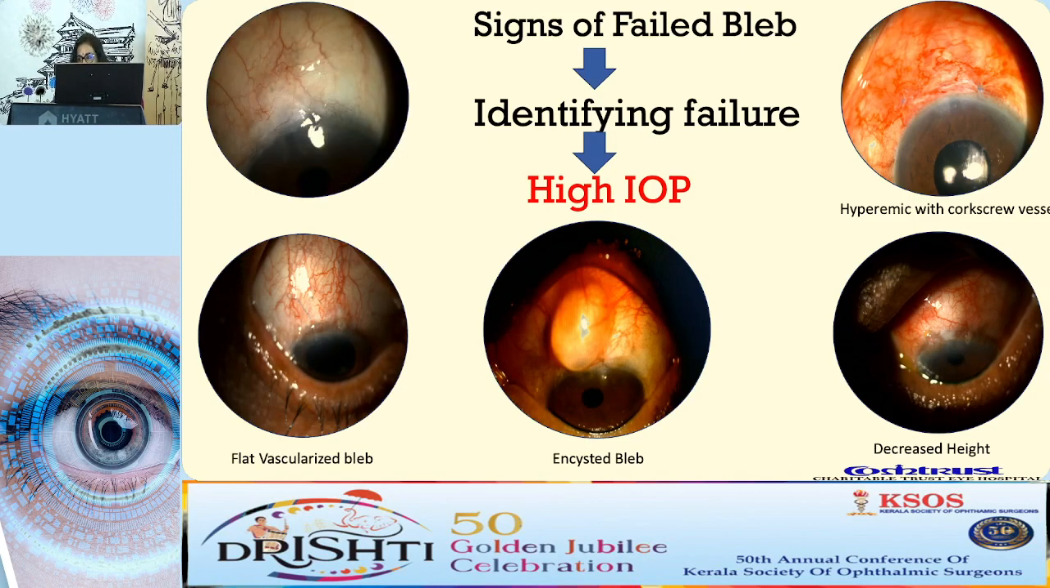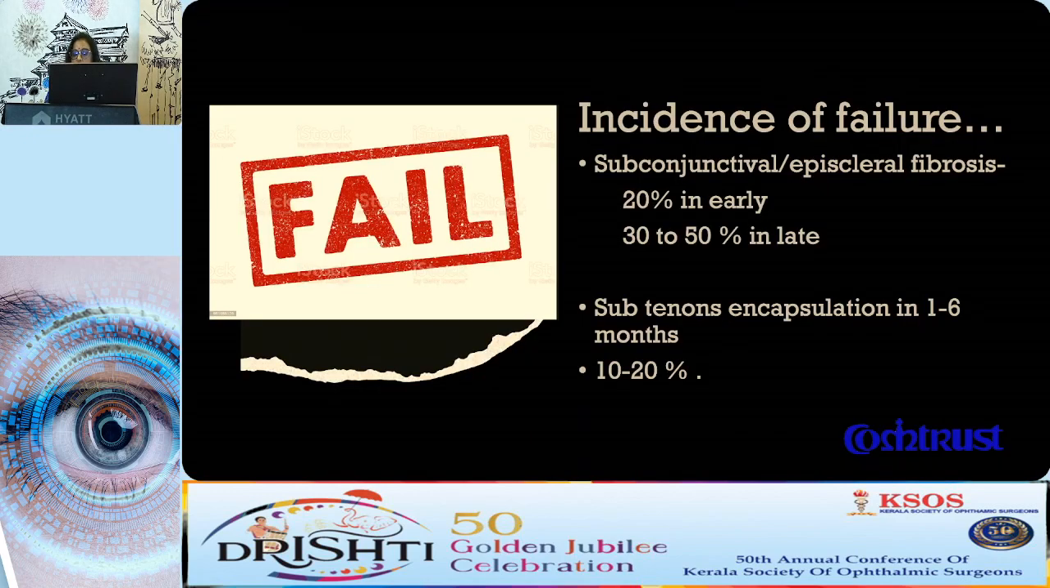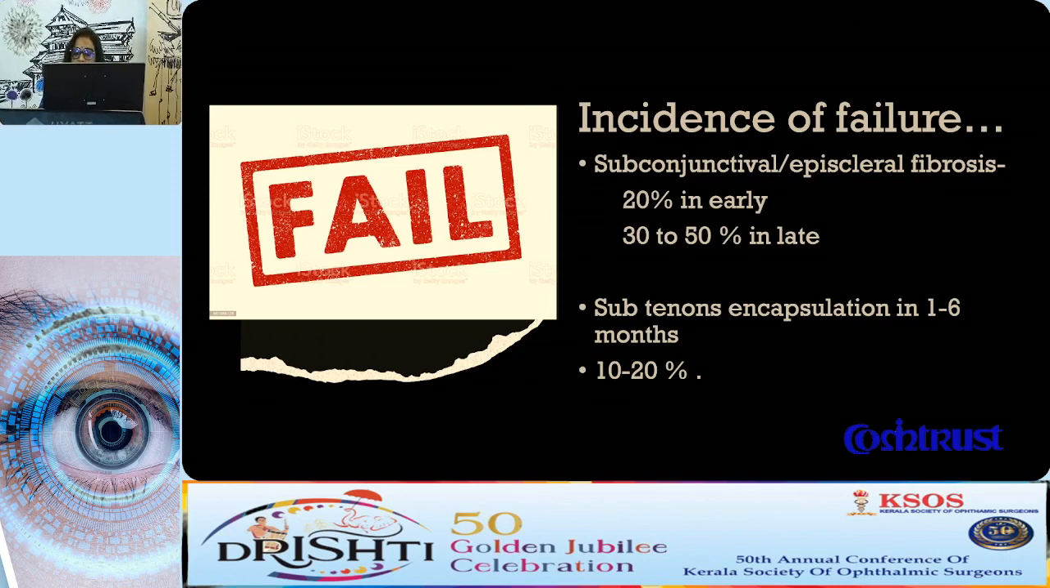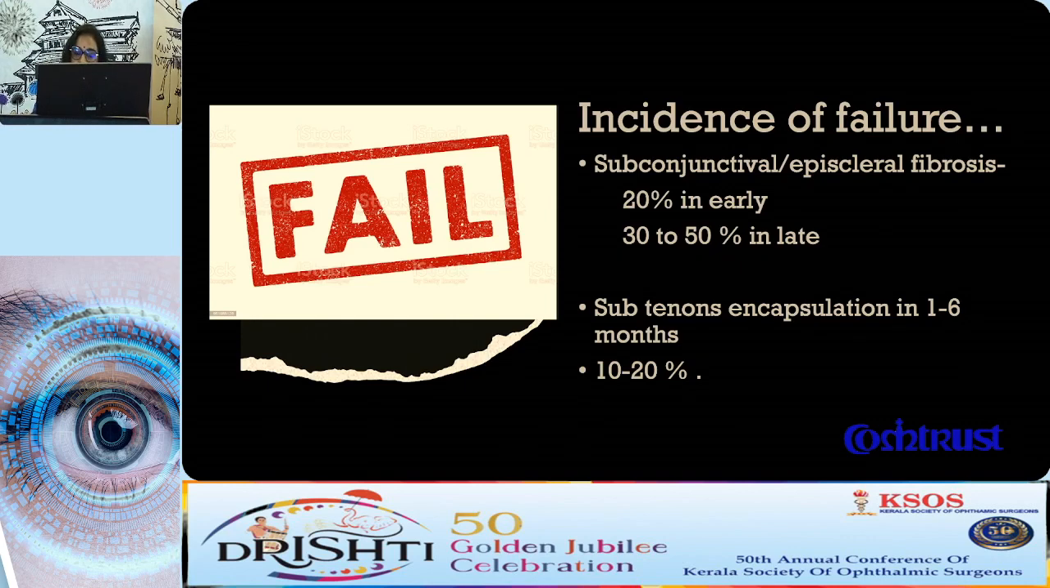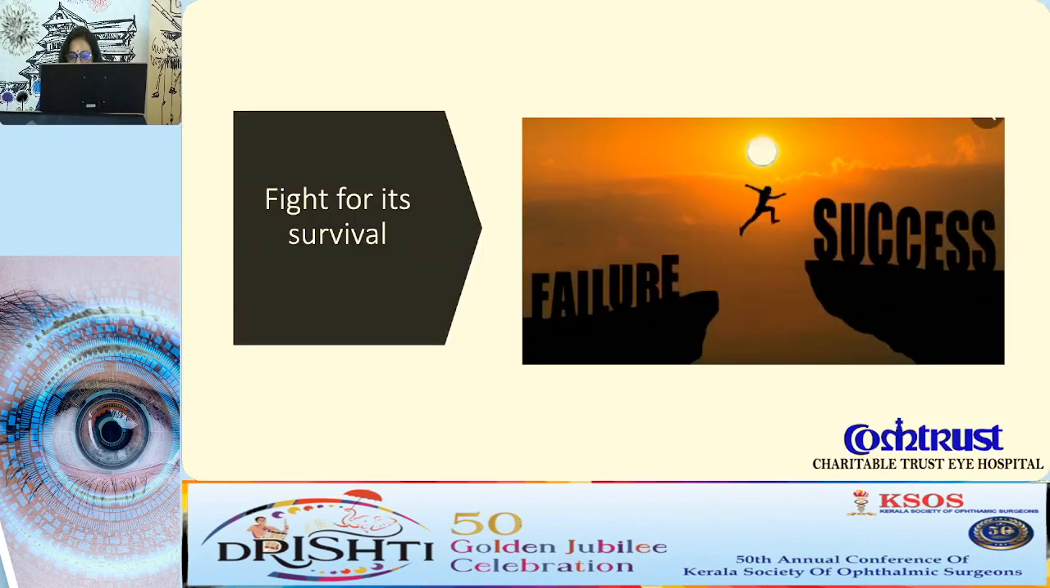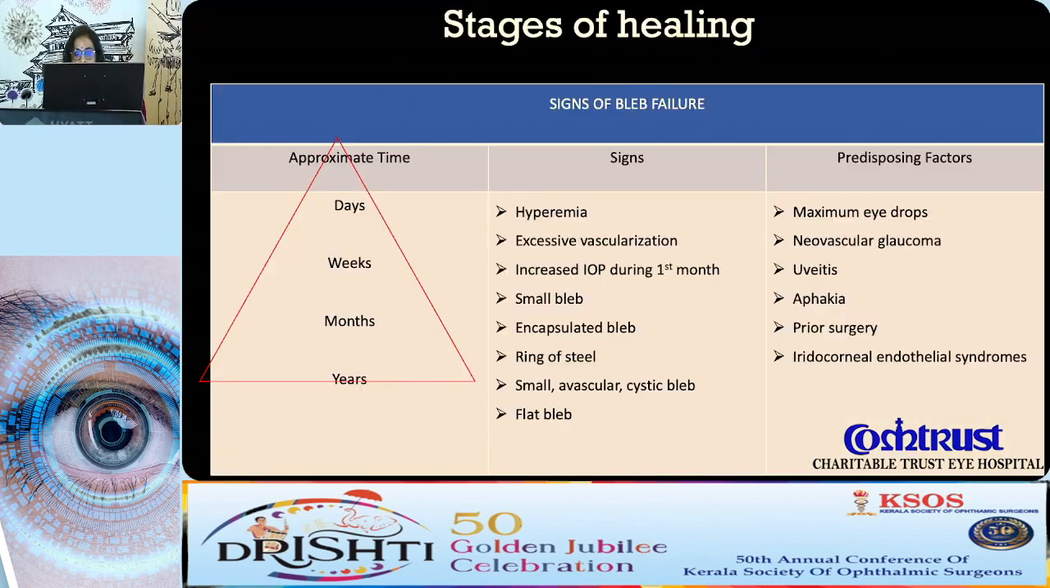or a flat bleb. So, not to worry much, because the incidence of subconjunctival and episcleral fibrosis is 20% in the early stage and 30 to 40% in the late post-op, and subtenon's encapsulation is 10 to 20%. So now we'll see how we fight to convert this failure to success.